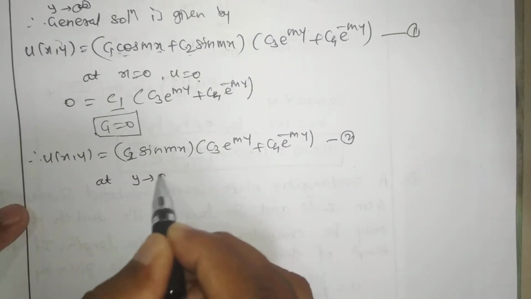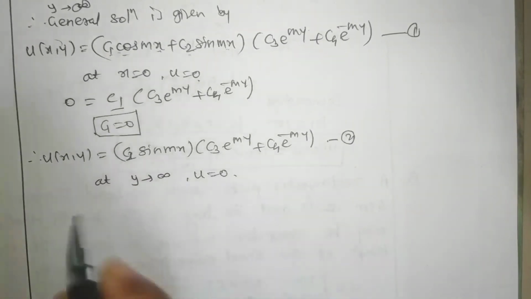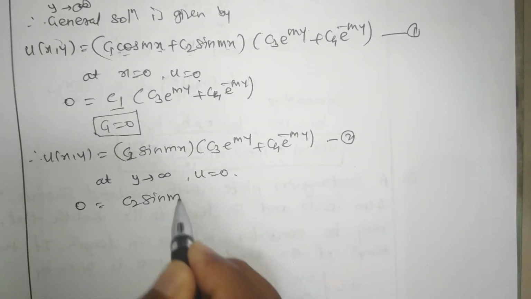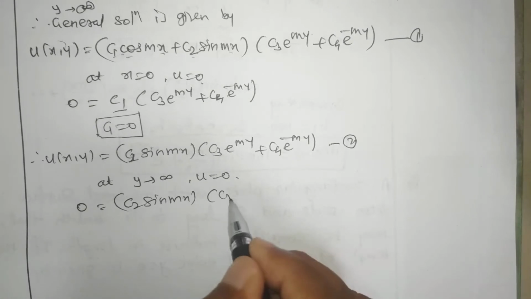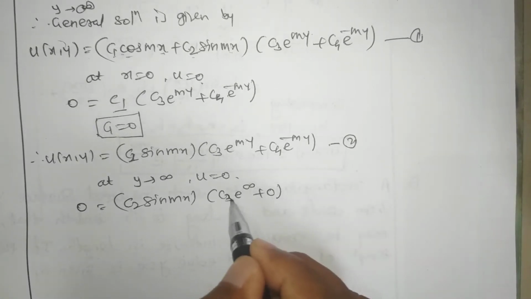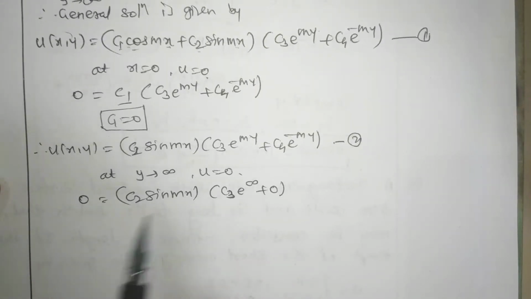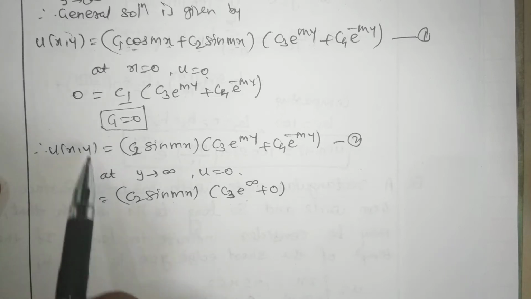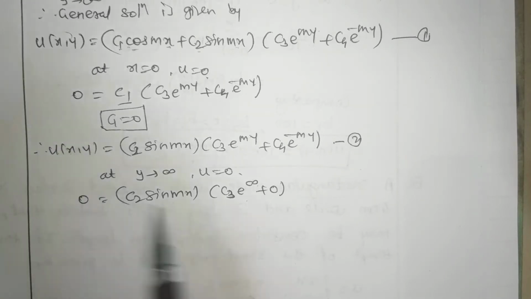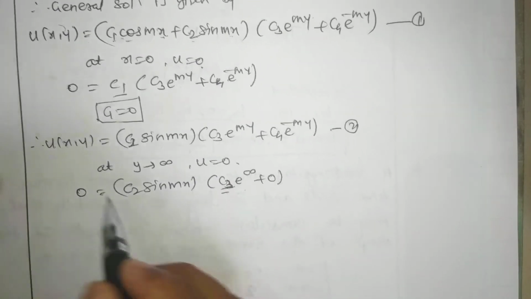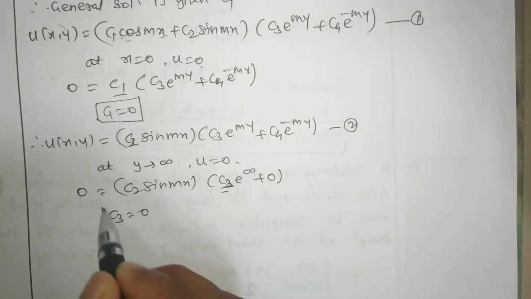At y tends to infinity, value of u is 0. So put here u is 0, c2 sin mx as it is, and here c3 e raised to infinity plus c4 into 0, that is 0. So see here, we will get c2 sin mx into c3 e raised to infinity. Here we require a finite temperature. So to make a finite temperature, we have to take c3 is equal to 0.